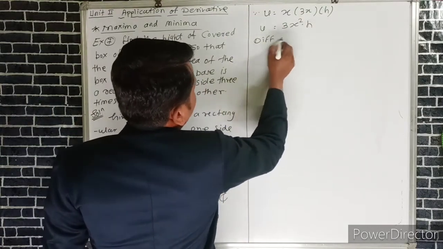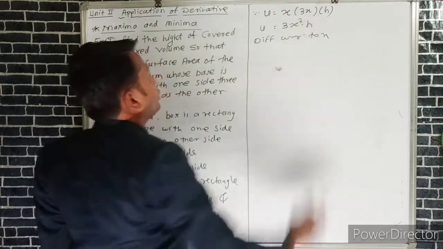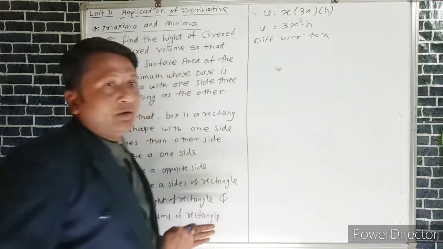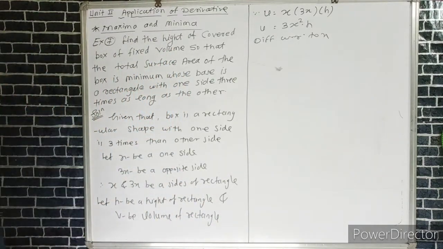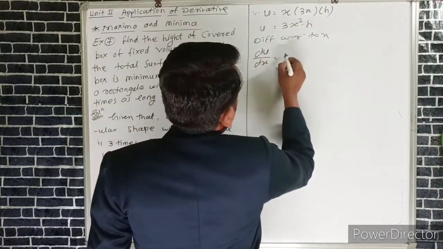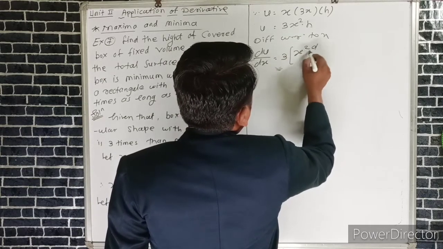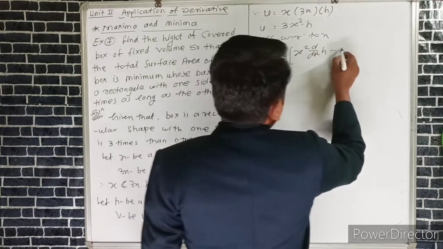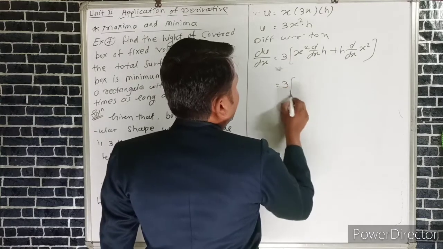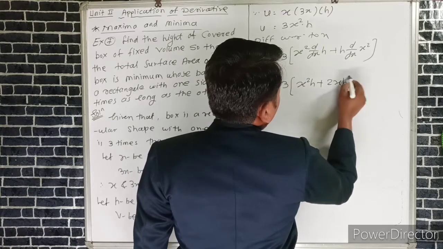If we differentiate this function with respect to x, h is also a differentiable function because h is a height, one of the dimensions of the box. So we can write dv upon dx is equal to 3, a constant. By using the u into v rule, we can write x square into the derivative of h plus h into the derivative of x square. So it is 3 into x square h plus 2xh.